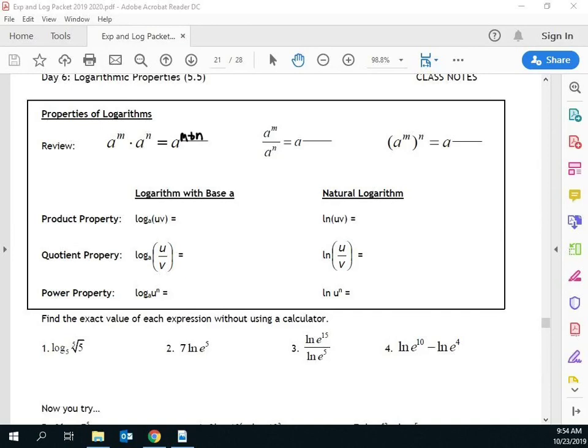So when it's a to the m divided by a to the n, what do we do with both the exponents? Subtract them. And then, of course, what we talked about last class as well, when you raise a power to a power, what are you doing to both of those exponents? Multiplying. Good.